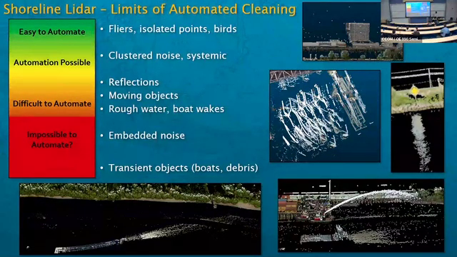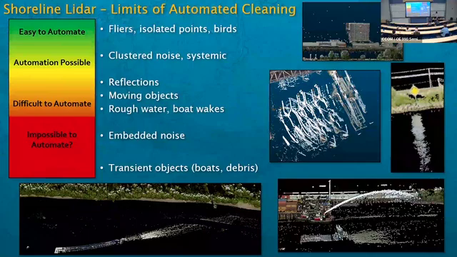For example, this first one, and we have algorithms that automate that. If you have some kind of small fires, some small points in some random positions, it's easy to detect them. Then you have a clustered noise, systemic noise. It's also easy to detect. Reflections, moving objects, it's kind of in the middle.